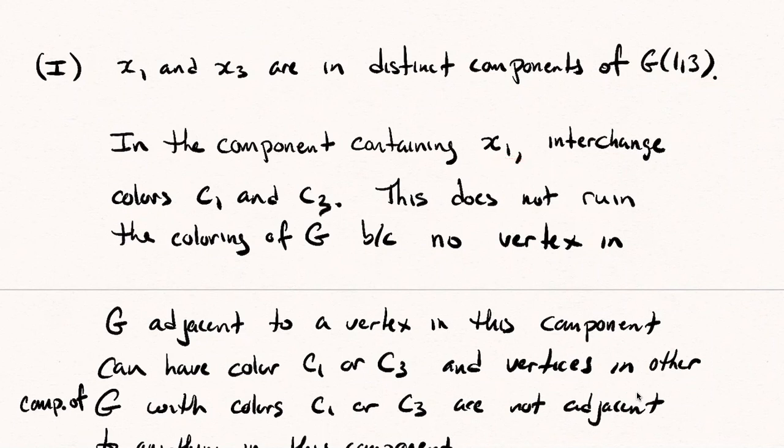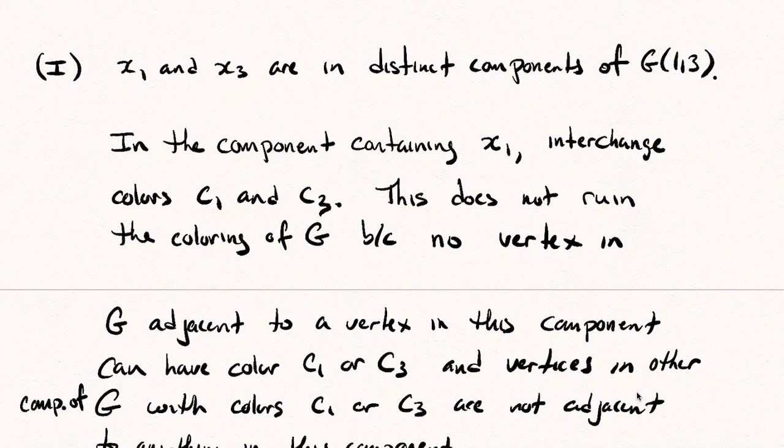Change that into a 3. So in the component containing x1, every vertex in there is color 1 or 3 because I'm in G13. So what I do is just swap them in that component only. Take the vertices that were color 1 and make them color 3 and vice versa. It's not doing anything to any vertices outside of this component. It's just interchanging the colors in there.